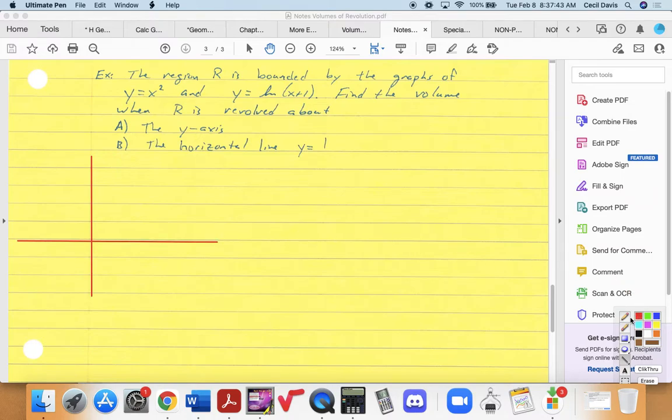Y equals x squared, that's just a simple parabola. Y equals natural log of x plus 1 is going to look something like this. Except it's going to go through at 0, because normally it goes through the x-axis at 1. So move to the left one space, it'll go through at 0. So this is my region.